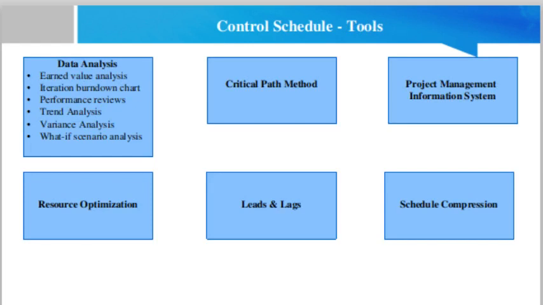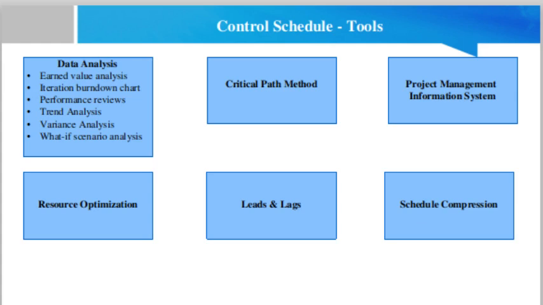Now we shall discuss the tools of the control schedule process. The tools include data analysis, which includes earned value analysis. Schedule performance measurements such as schedule variance (SV) and schedule performance index (SPI) are used to assess the magnitude of variation to the original schedule baseline.